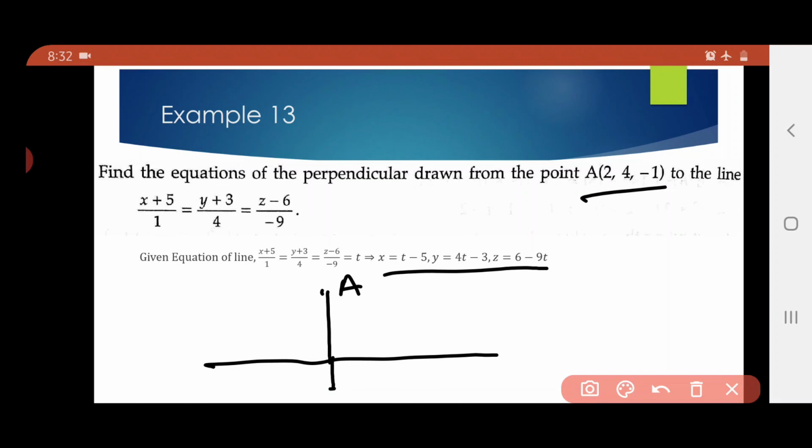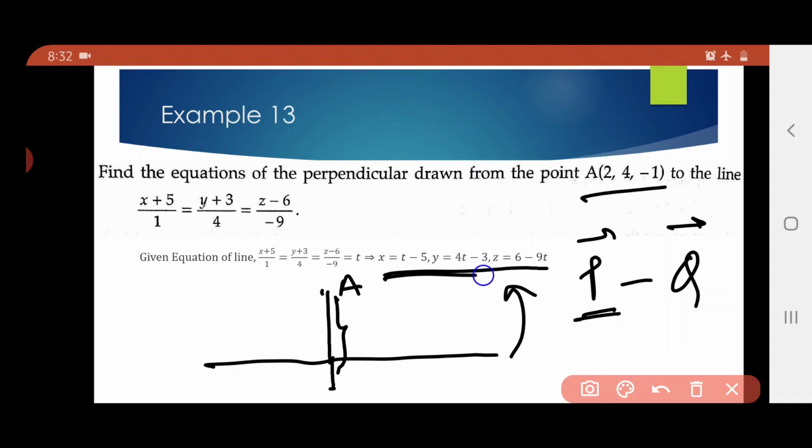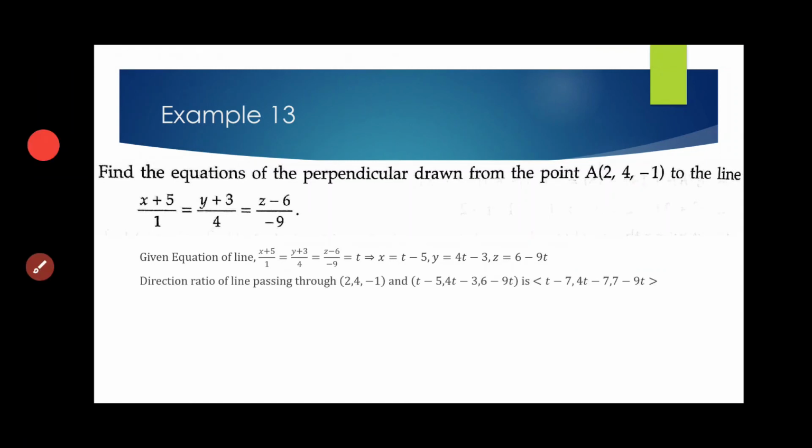Fine. So first, I have found the general coordinate of this straight line. So this is this, and I know the point A. So how to find the direction ratio of this line? Just subtract. This is like your P minus Q kind of a situation. P is the terminal vector, Q is the initial vector. To find the direction ratio, you do P minus Q. So this is one and this is another one. So let us do that. So the direction ratio is given by this. Either one minus the other one.